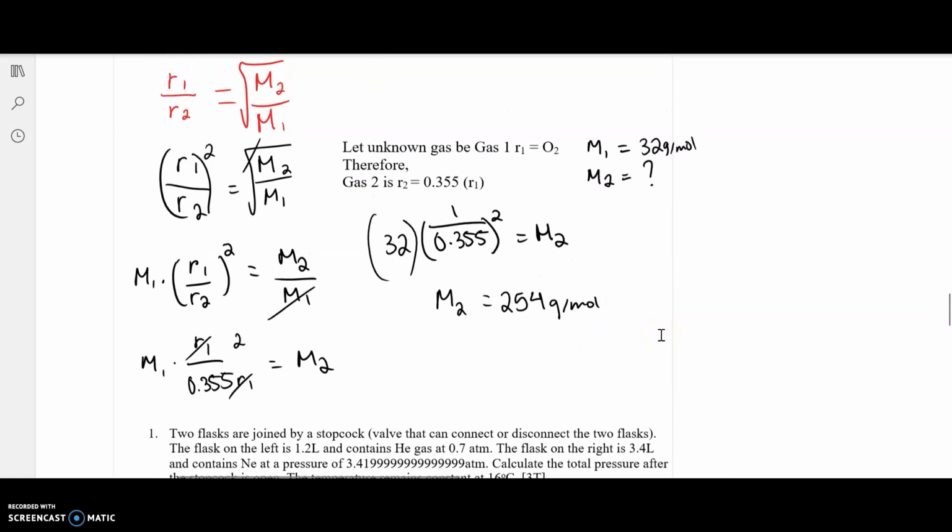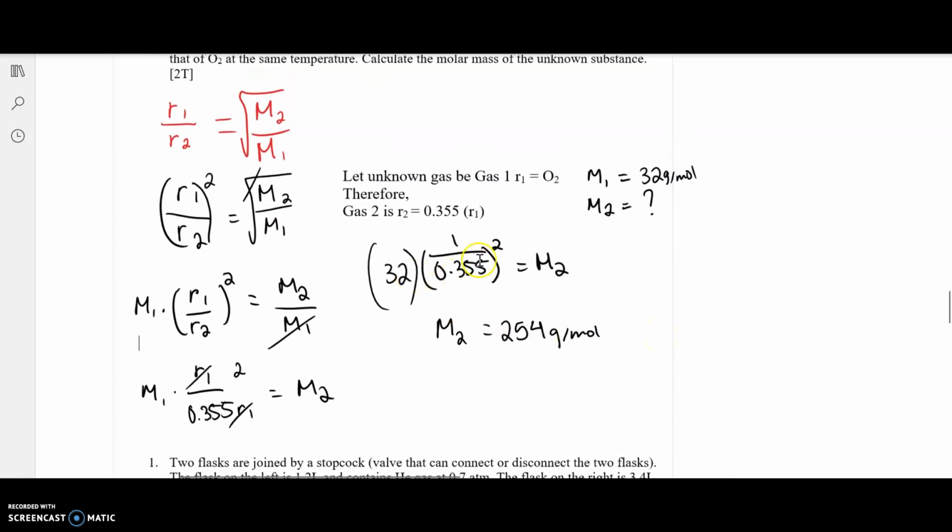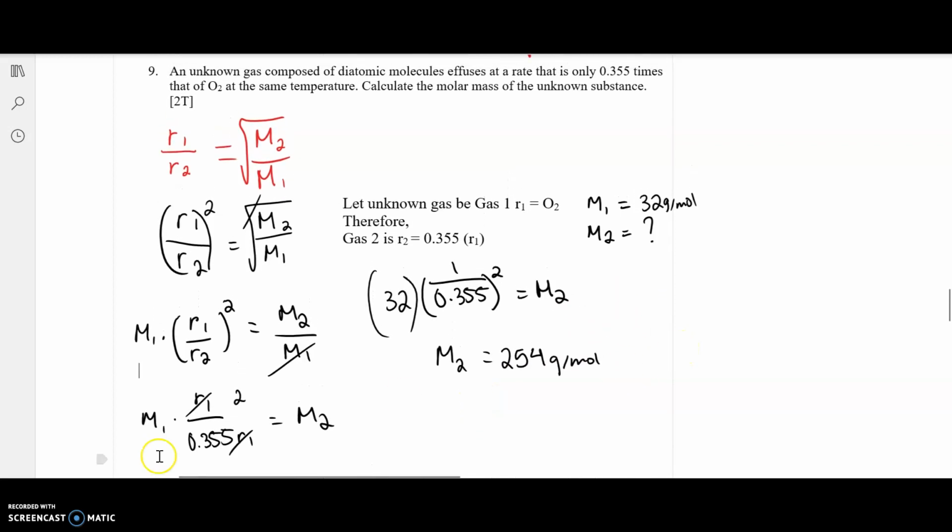So then we multiply. We square root 1 over 0.355 and multiply that by 32, and you would get for the molar mass for the unknown substance 254 grams per mole. And that is my full explanation for question number 9.